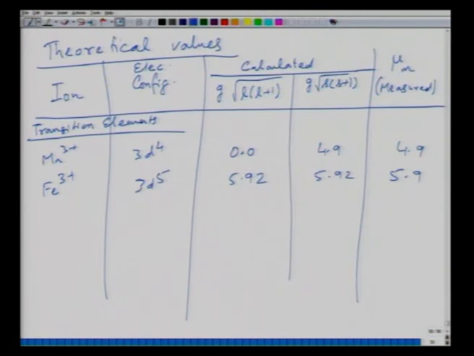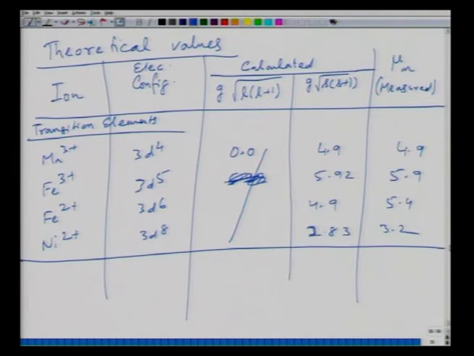If you calculate for L, the values are absurd basically. They do not make any sense for these materials. So Fe2 plus, 3d6, the calculated is 4.90 and the measured is 5.4. So fairly close. If you take nickel 2 plus, it is 3d8 and this is 2.8 and what you measure is 3.2. So this is for transition elements.